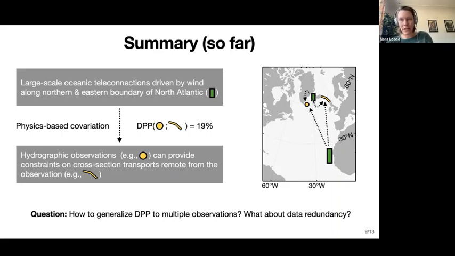So the key now is to combine the information from multiple observations to bump up this value of DBP from 19% upwards. And this is exactly what the last part of my talk is about. So we want to generalize this DBP to multiple observations while taking into account that there might be some data redundancy across multiple observations.